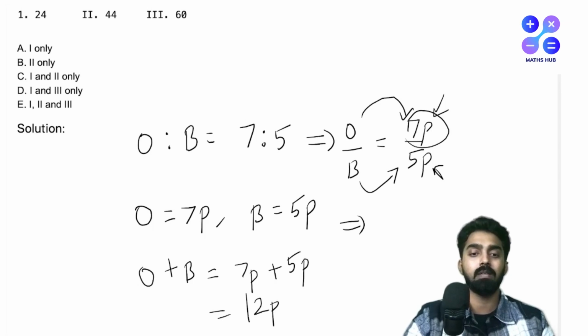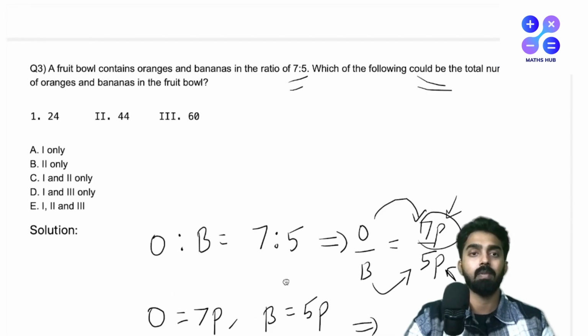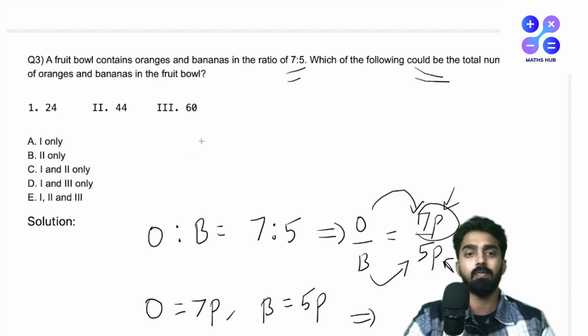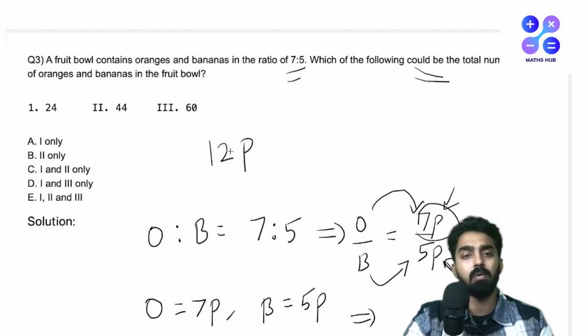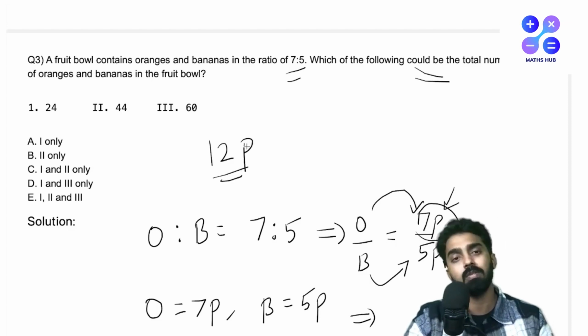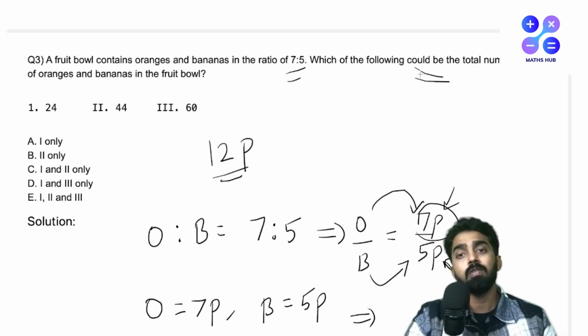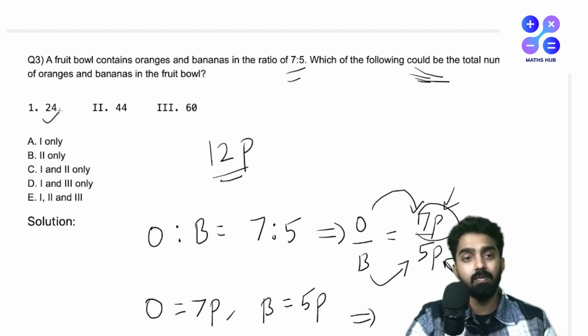So if you take this piece of information back, we have inferred that the total could be 12 times some number, we don't know what that number is. And look at the options. Could it be 24? Yes. If p can be 2, we don't know, but it can be. 12 times 2 is 24, right? So it's possible. Can it be 44?